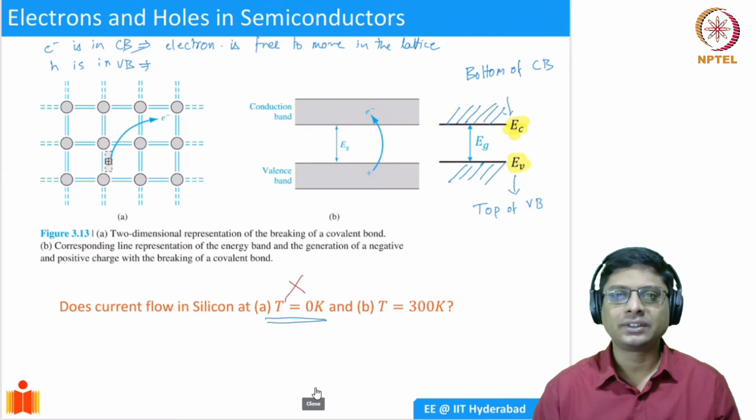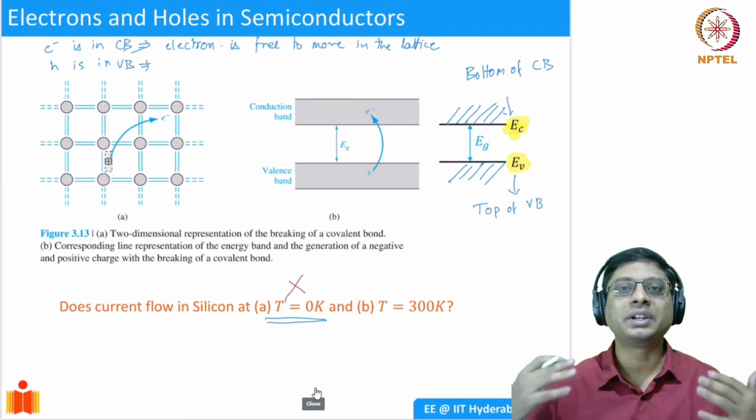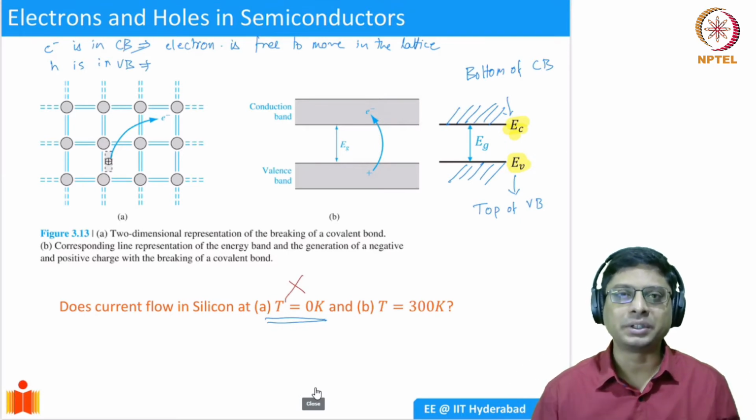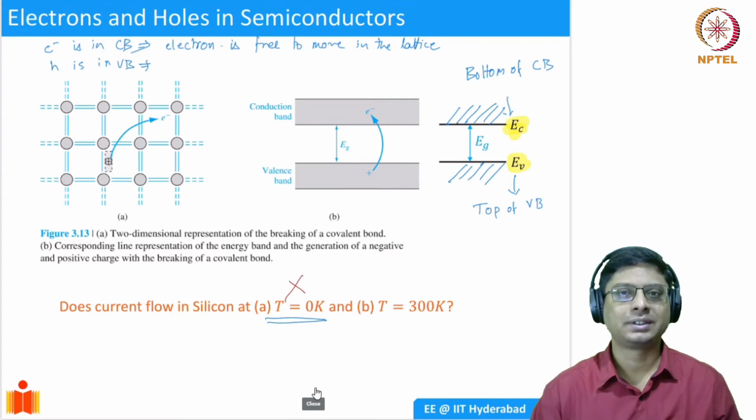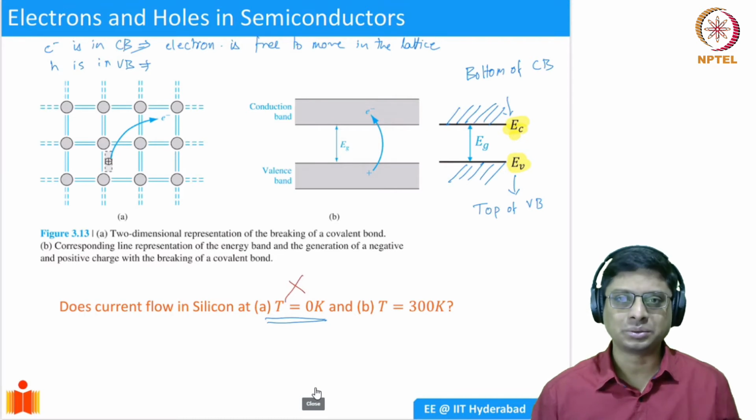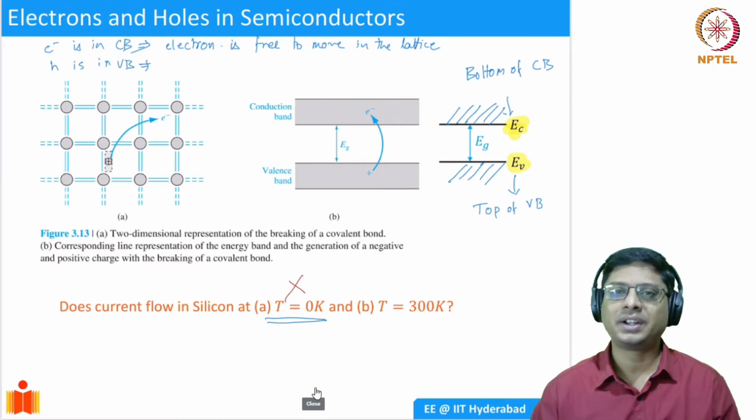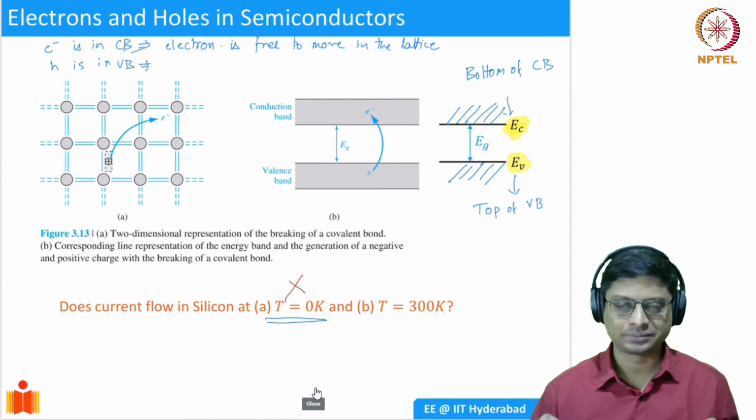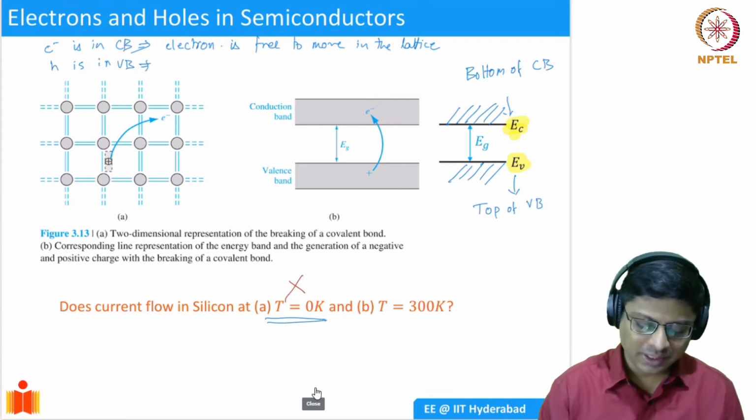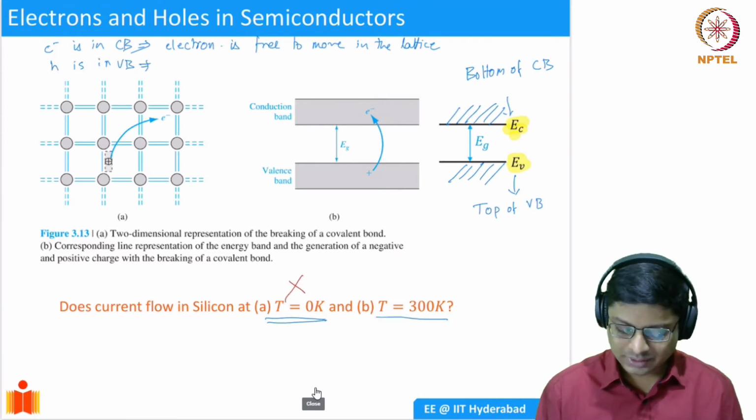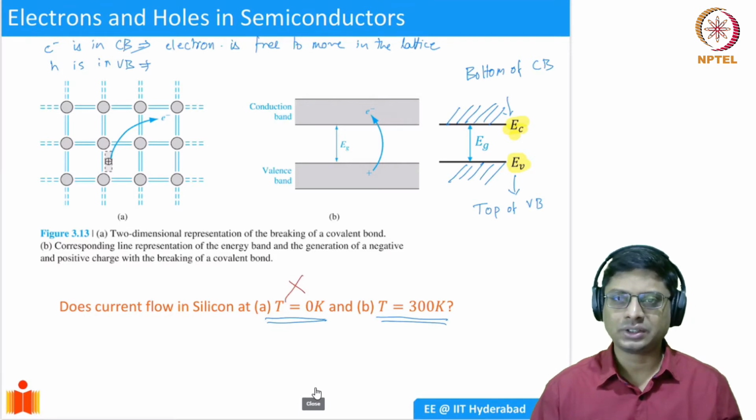The reason is, even though there are electrons of the order of 10 power 22, they are all bonded to the lattice. They are not free to move. That's why at 0 degrees Kelvin, a semiconductor cannot carry current. Now what happens if I increase the temperature to, let's say, room temperature? Essentially you're heating the material, so it is now at a slightly higher temperature than 0 Kelvin.